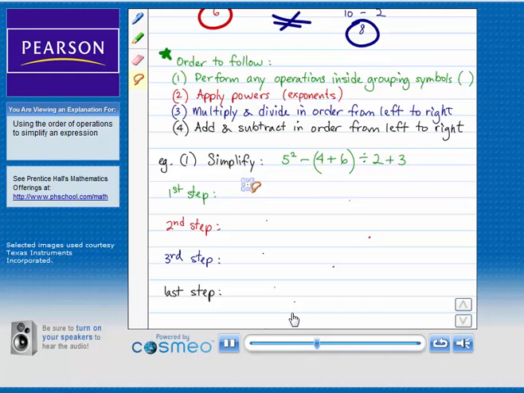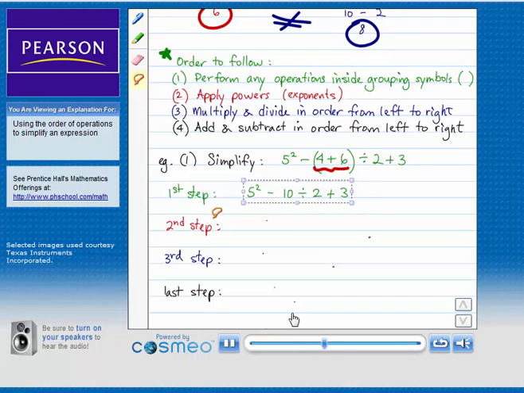Well, notice the first step says above to do anything found in parentheses or in grouping symbols first. Well, I have 4 plus 6 in parentheses, so I need to add those first, and that gives me 10. So now I have 5 squared minus 10 divided by 2 plus 3.